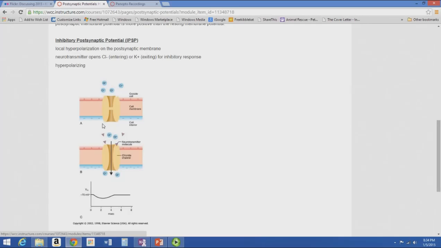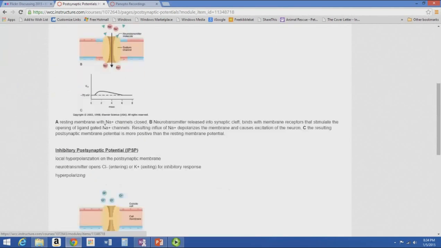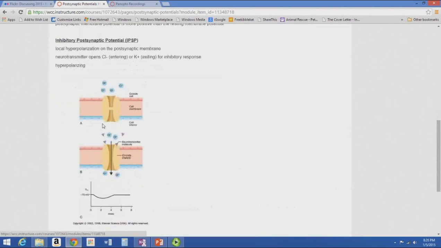Okay, so an excitatory postsynaptic potential causes depolarization of the postsynaptic membrane. It makes it less negative than its resting state. An inhibitory postsynaptic potential causes hyperpolarization of the postsynaptic membrane. It makes it more negative than its resting state. So it's inhibitory because there's less of a chance of firing off an action potential when the membrane is hyperpolarized.